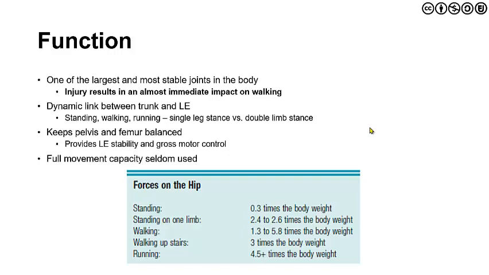Because the lower extremities provide stability and gross motor control, they help in terms of keeping the pelvis and the femurs balanced. And interestingly enough, during normal functional tasks, we're seldom using the full movement capacity that's available. Hardly ever are we going above 90 to 100 degrees of hip flexion, going to more than about 5 degrees of hip extension, so on and so forth.